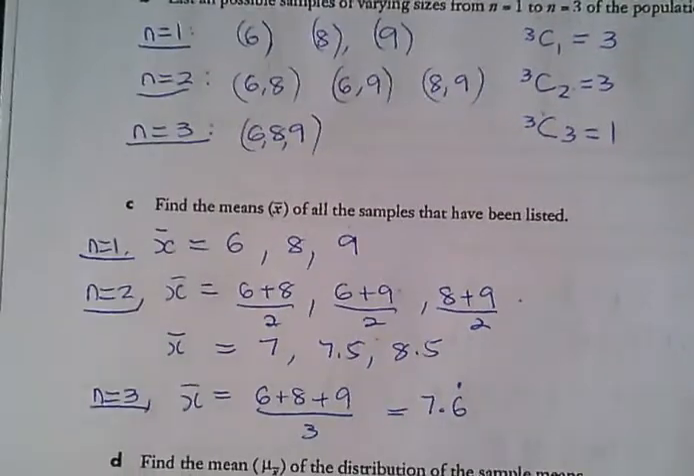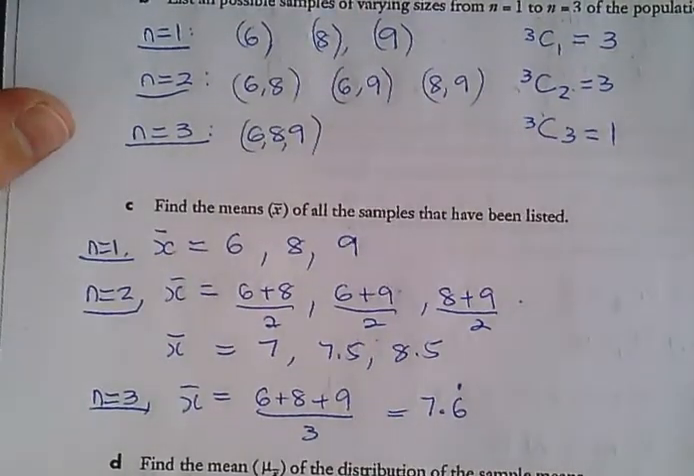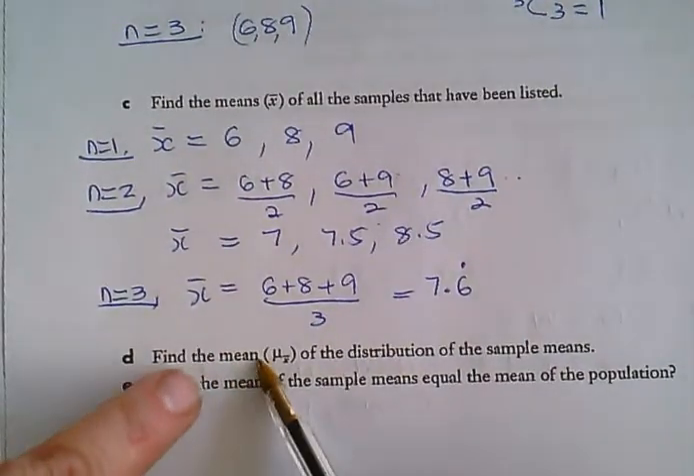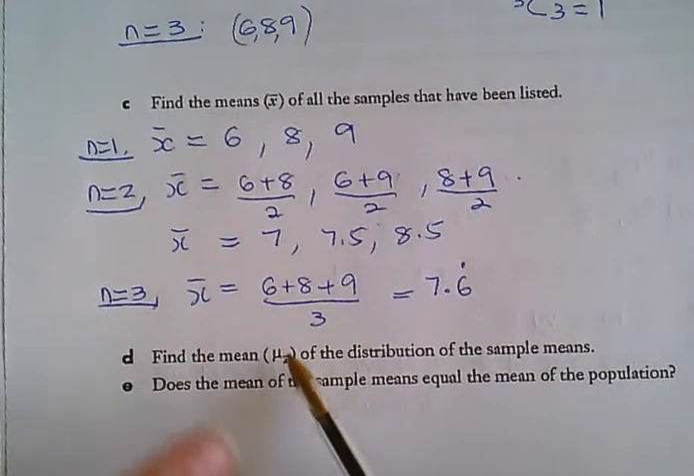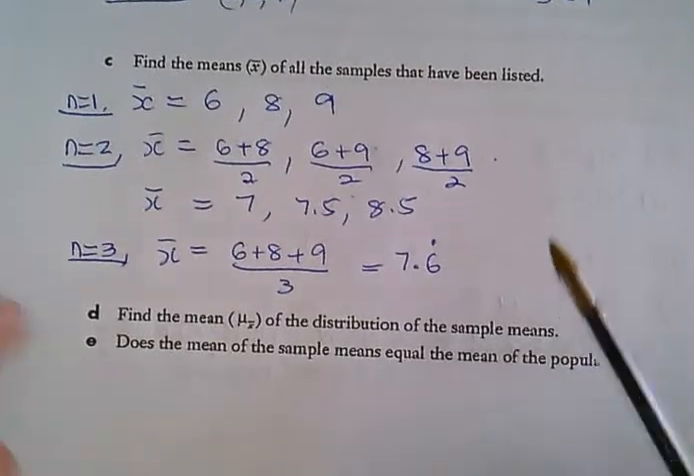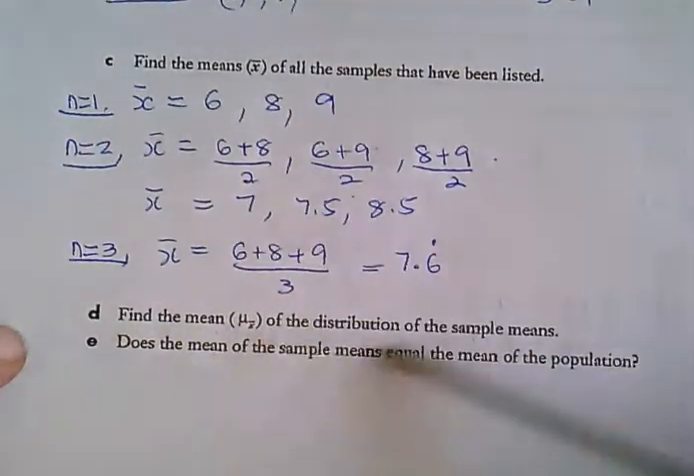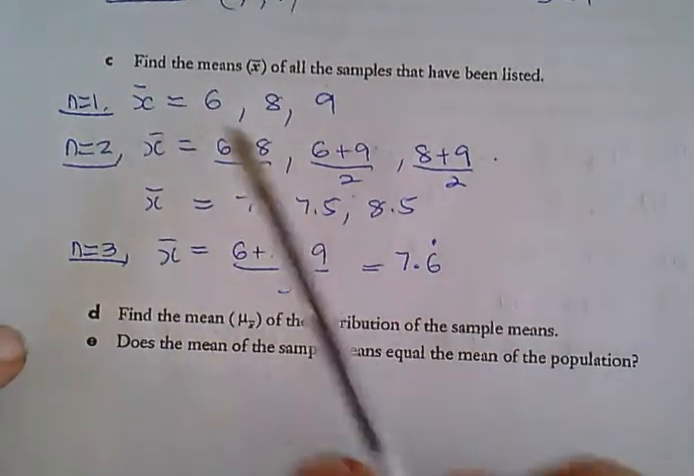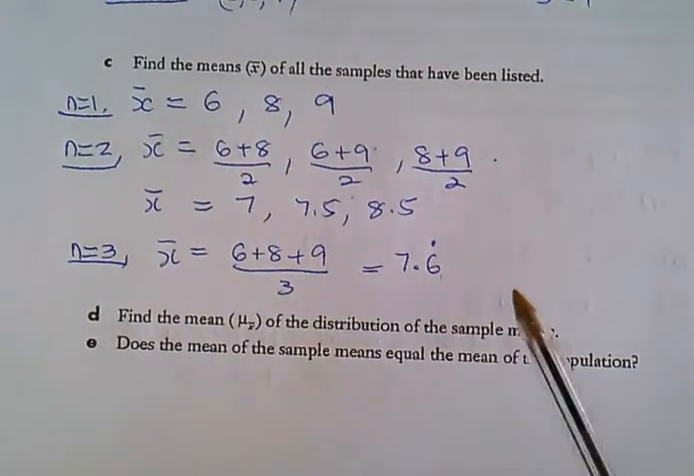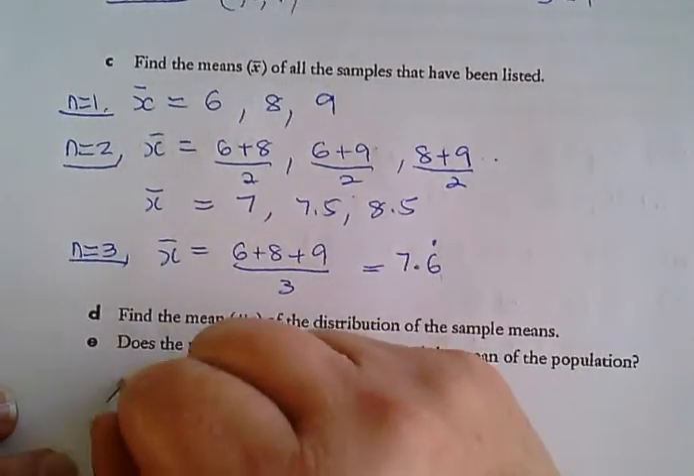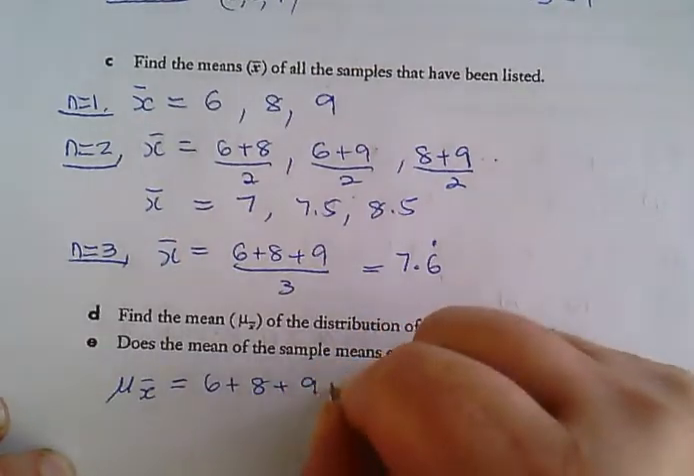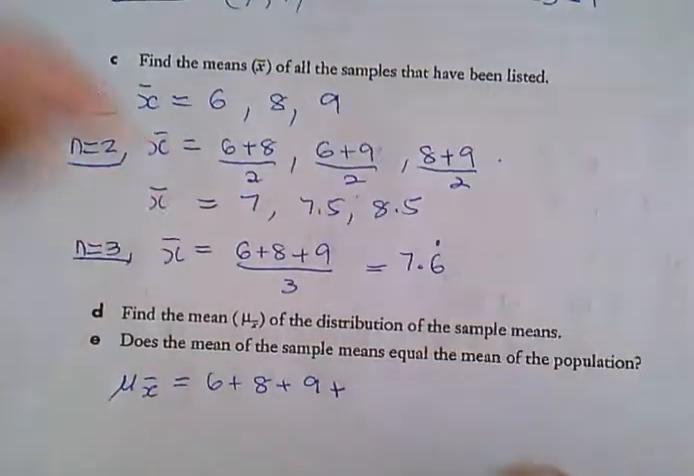Now, the next question is: find the mean, mu x bar, of the distribution of the sample mean. So I now have to find the mean of all of these. So how many numbers are there? 1, 2, 3, 4, 5, 6, 7. There are 7 answers. So for mu x bar, I add 6, 8, 9. These are all my means.